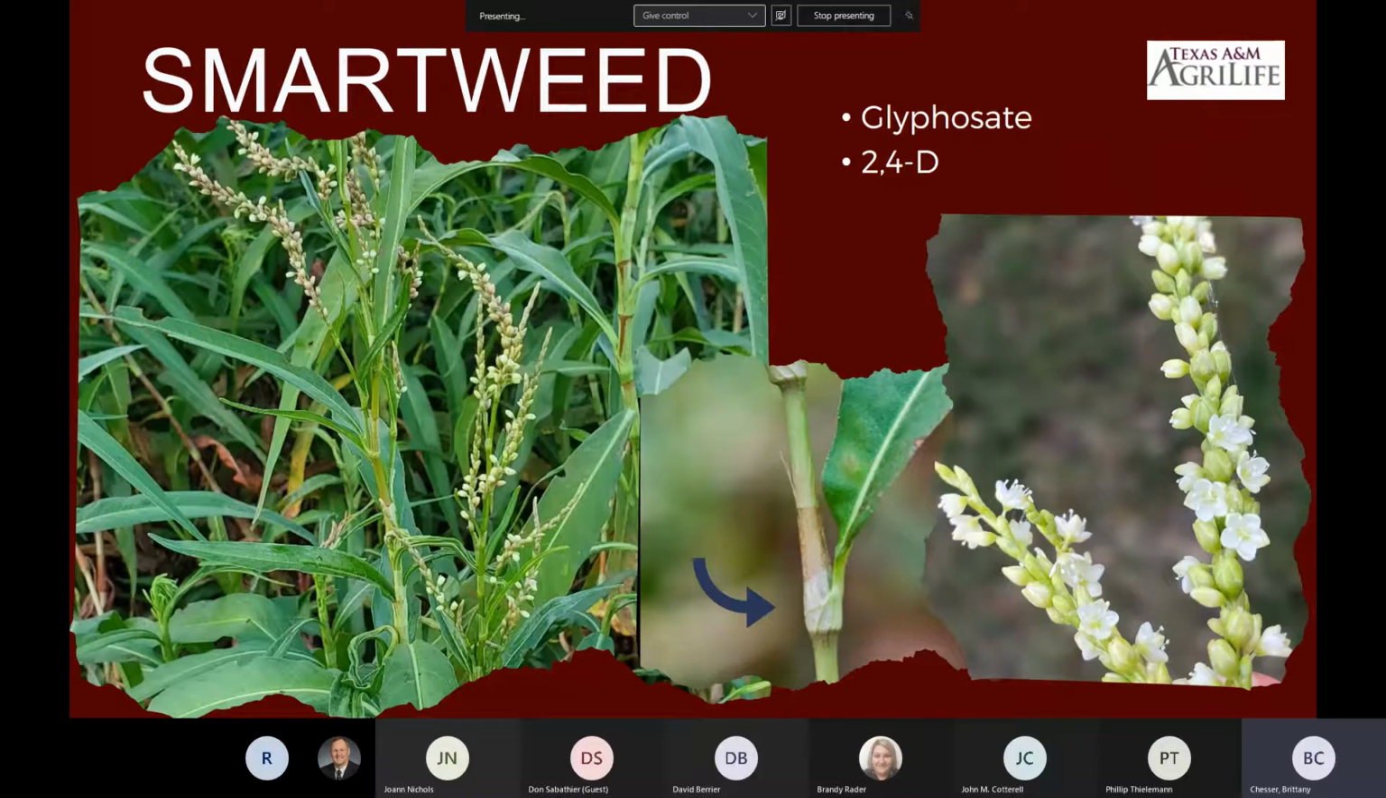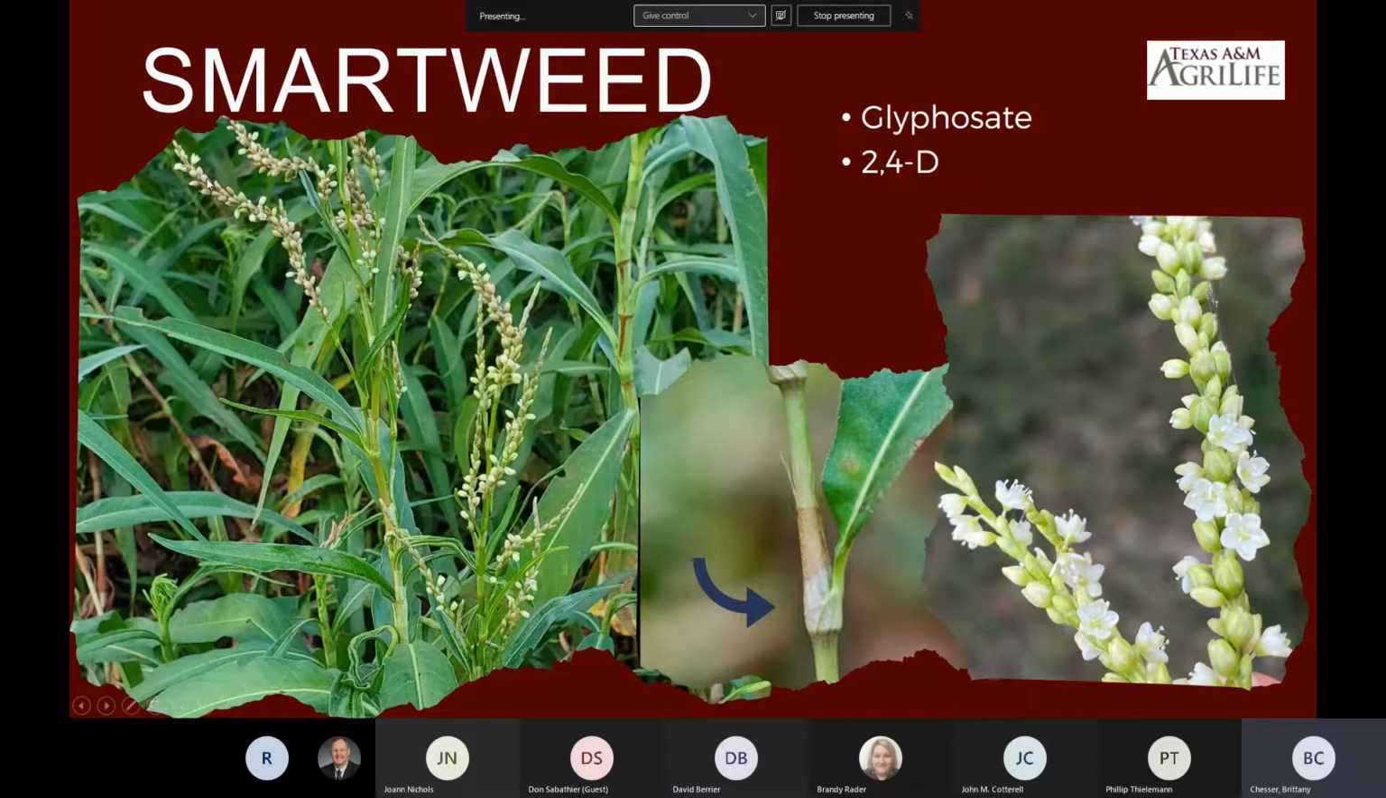Our last one that we have up here is smartweed. This is sometimes called water pepper. There are a lot of different smartweed species in Texas. They also get confused with others like alligator weed or water primrose, just because of the shape of their leaves, but they have these nice flowers that are white to pink and in clusters at the end of these little stalks.